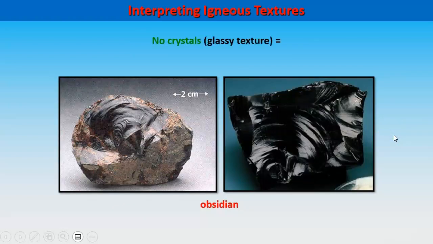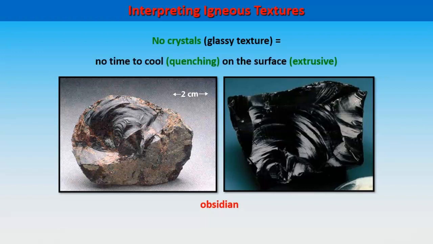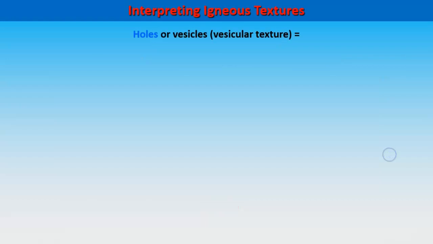Obsidian is a unique type of igneous rock. There are no crystals that can be seen. The argument here is that it cooled extremely quickly, so potentially it flowed into some water, or there's a process that caused it to quench very quickly, and so crystals didn't have time to form, and so we get this unique kind of glassy texture.